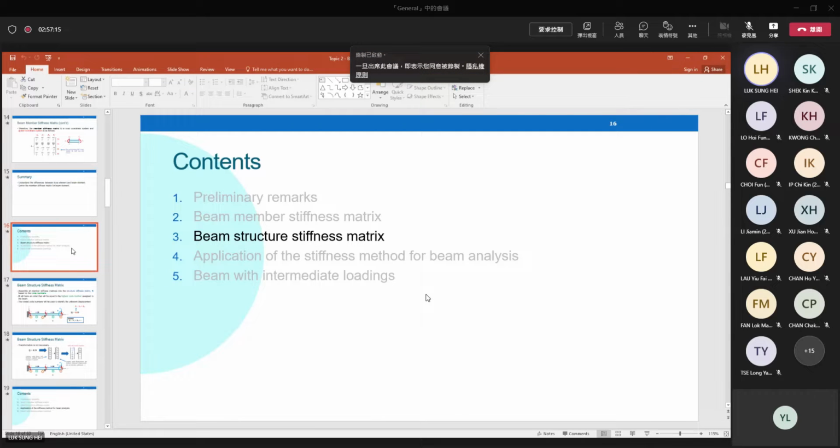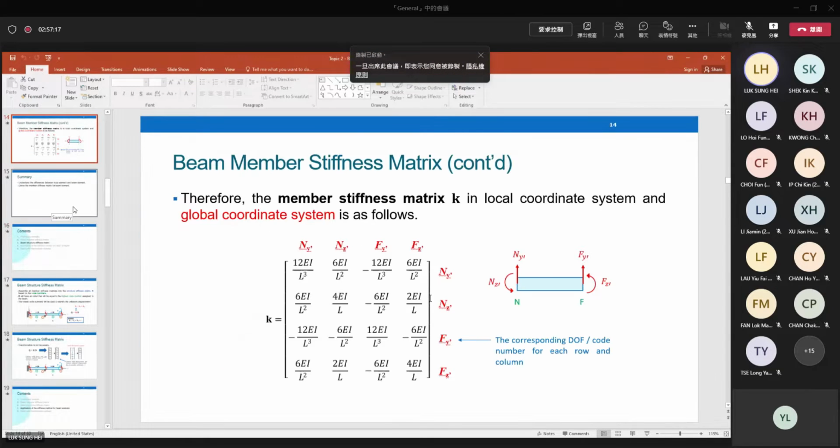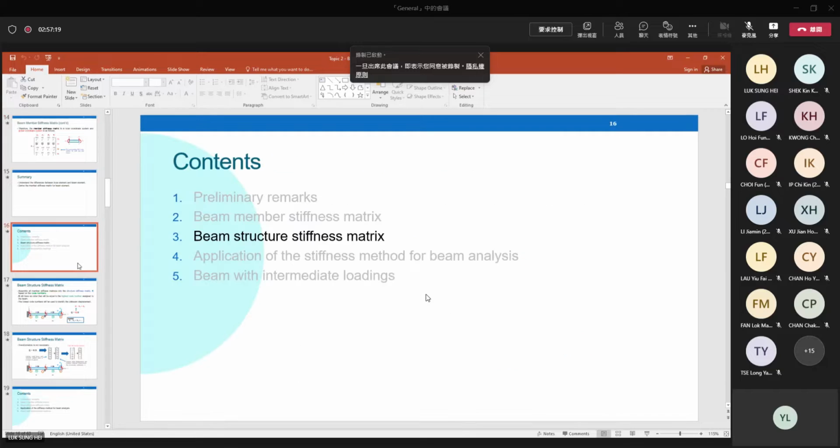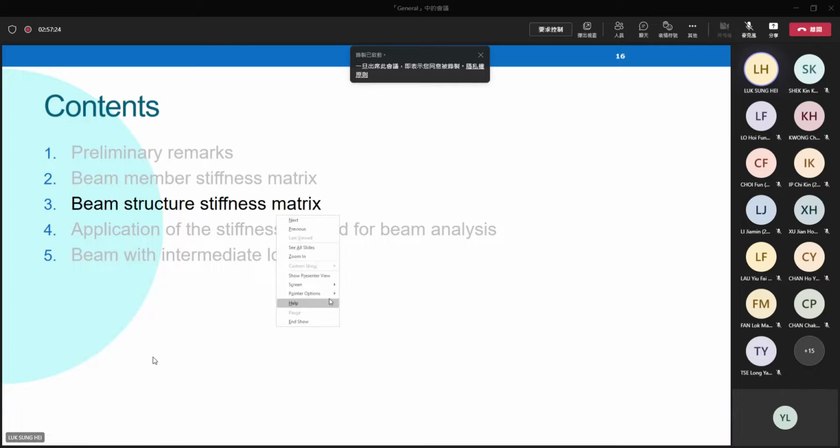Before the break, we introduced how to derive our beam element matrix. Then what next? Here in section 3, I will introduce briefly how to construct the structure series matrix. And then in the next sections, we will use it to solve problems.